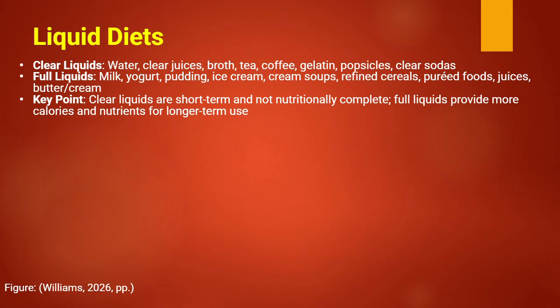Clear liquid diets are made up of transparent, easily digestible fluids that leave little residue in the gastrointestinal tract. Examples include apple, grape, and cranberry juices, strained fruit juices, vegetable broth, carbonated water, clear fruit drinks, gelatin, popsicles, tea, coffee, and clear broth. These diets are typically used for short periods.